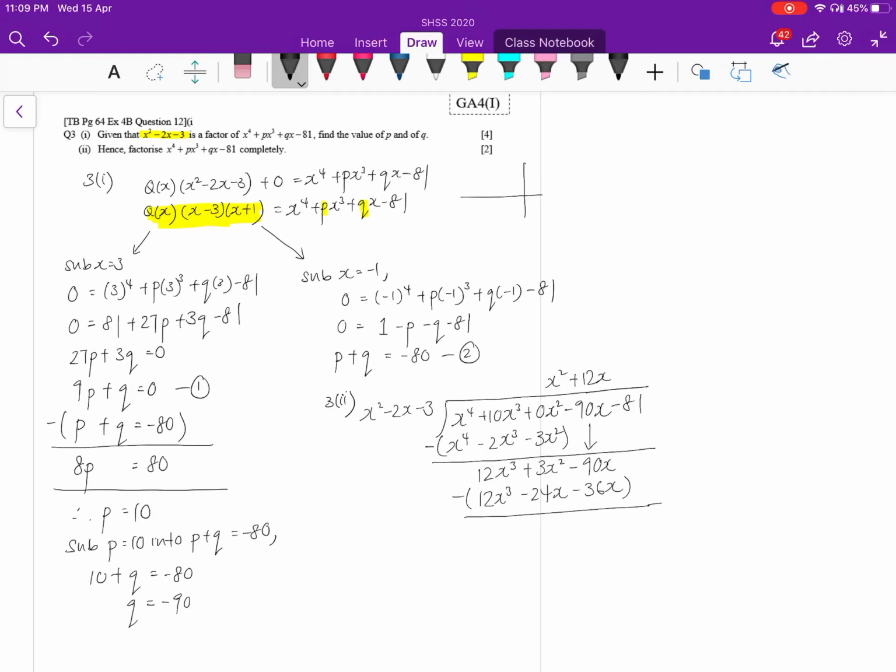And what am I left with? 12x cubed minus 12x cubed, nothing is left. 3x squared minus 24x squared becomes plus, so it becomes 27. Wait, I forgot to put a square here.